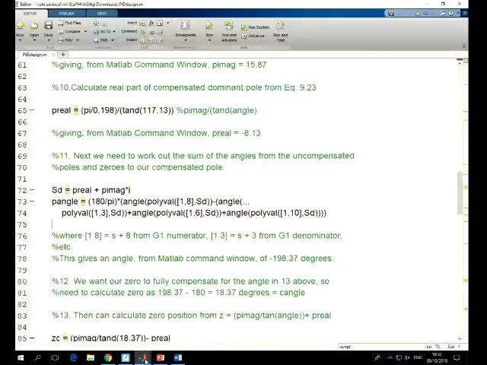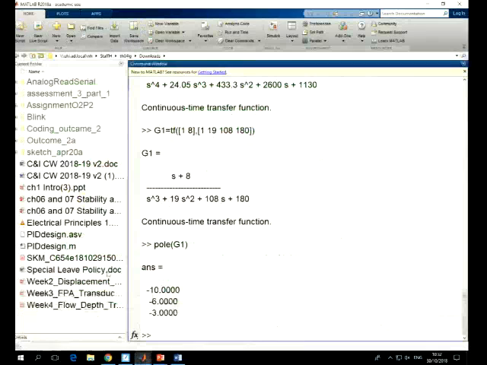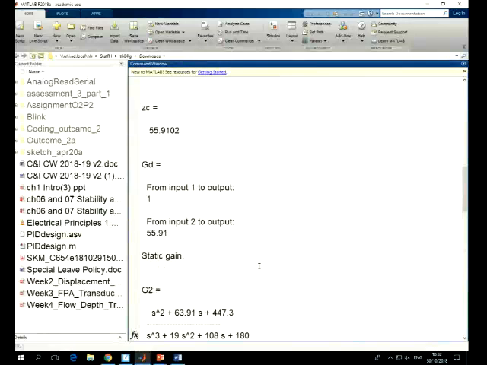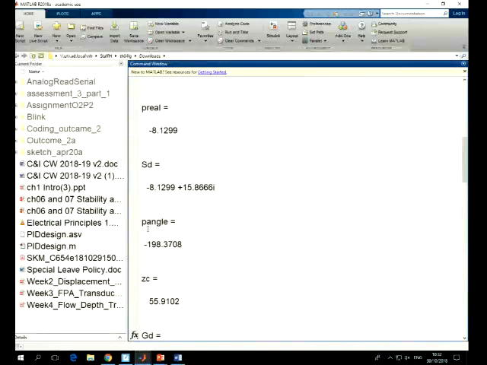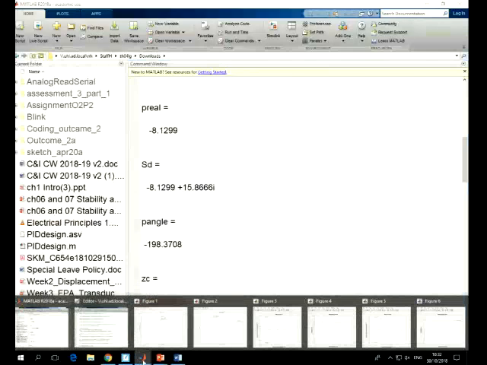We should have got that, I think, that should be P angle. So if I go back to the command window, somewhere in the screen, we've got something called P angle. Yeah, so it comes up on your screen for you to make it easier for you to find. As long as you don't comment out that line or anything.